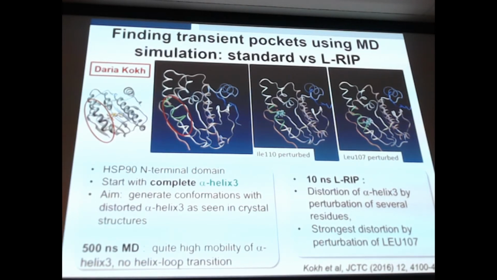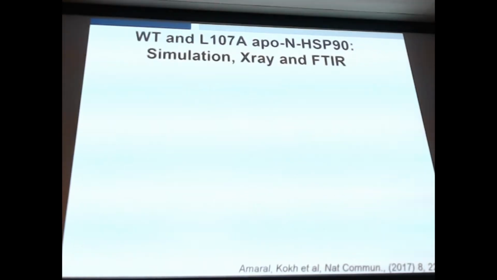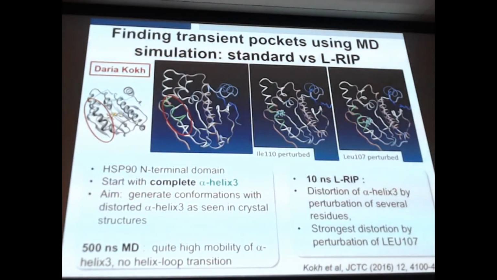So the problem is really that we have a very slow transition between these different states. On the other hand, we applied our LRIP, Langevin rotationally induced perturbation approach, to sample this dynamic. So this is a method based on the rotationally induced perturbation method developed by Dave Eggard that we adapted in order to try and find transient pockets in proteins.